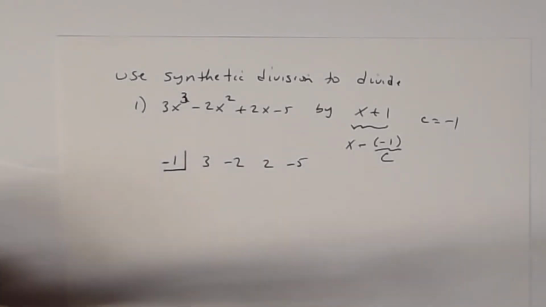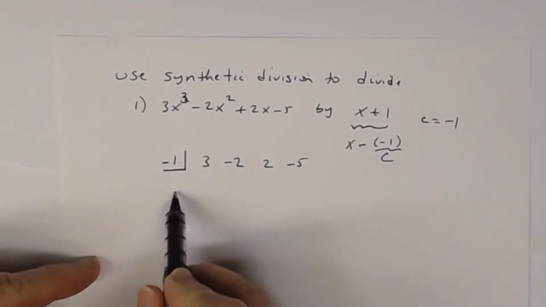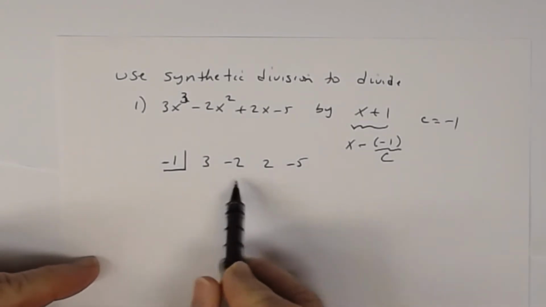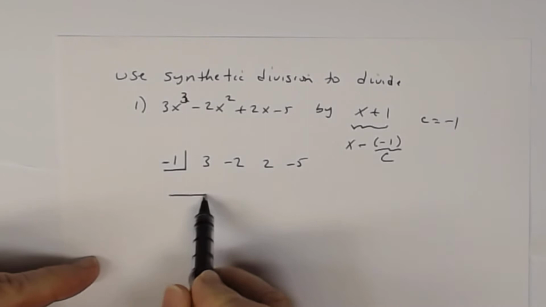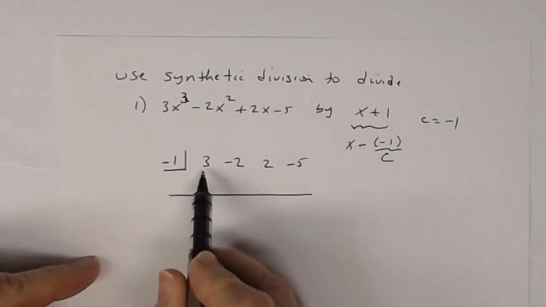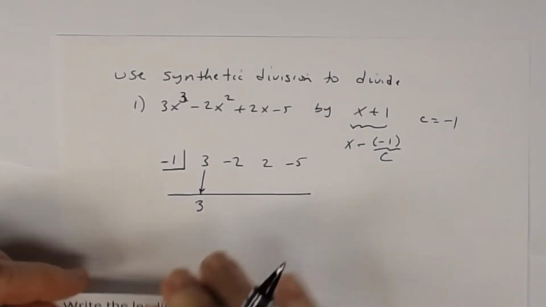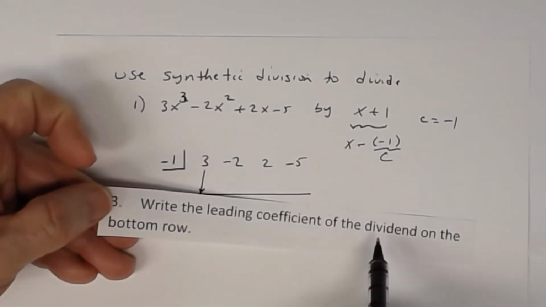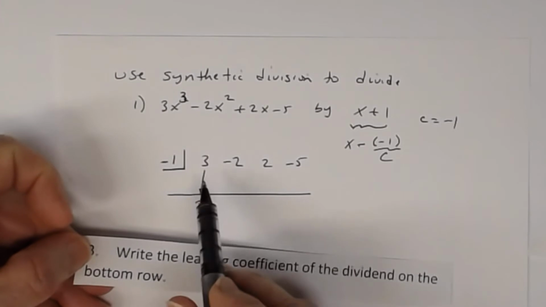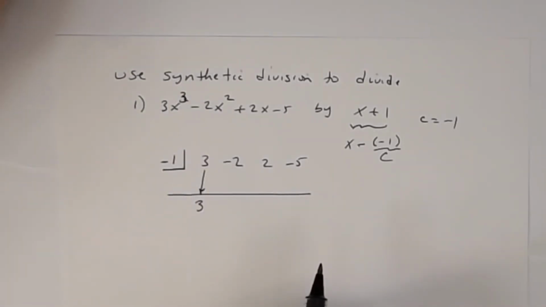All right, so what you're going to do now is leave an empty row right here, and then draw a line like this. Then you're going to bring this 3 down, so you're going to put it here. So write the leading coefficient of the dividend on the bottom row. All right, so that was step 3. Step 4.